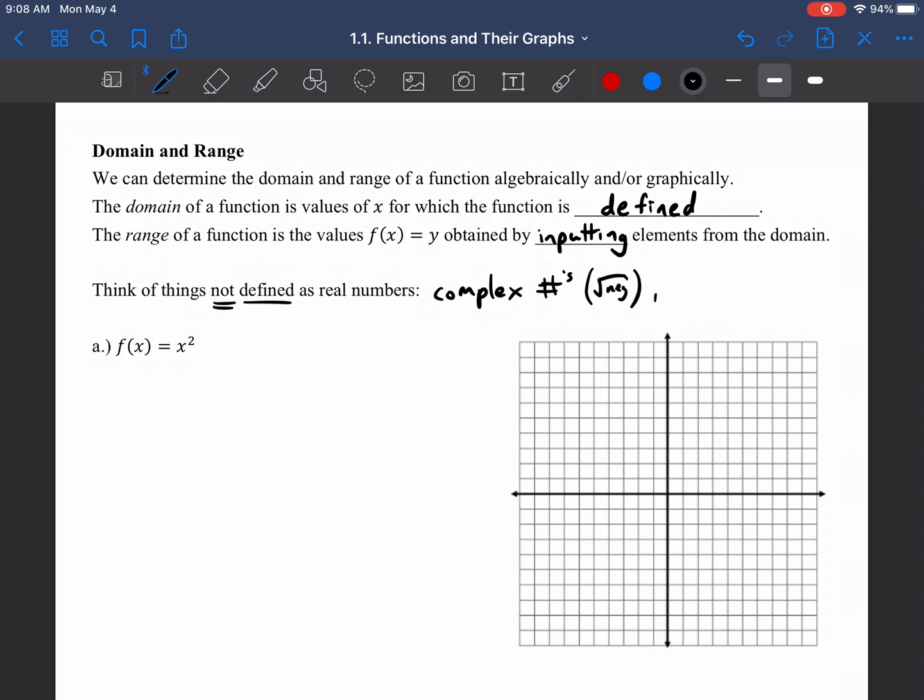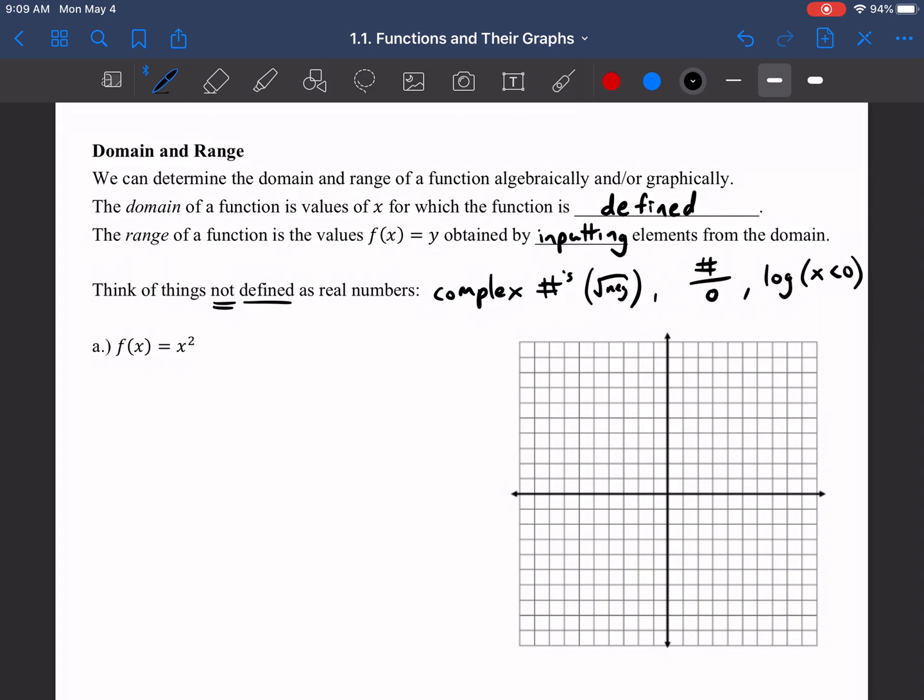Dividing by 0, so some number, and then we end up dividing by 0. We don't know how to do that. And then we also don't know how to take the log of a number that's less than 0. So those are our three main things we're going to have to worry about here in this case.